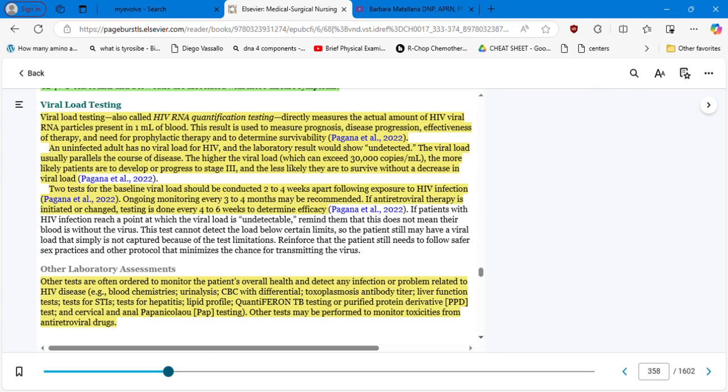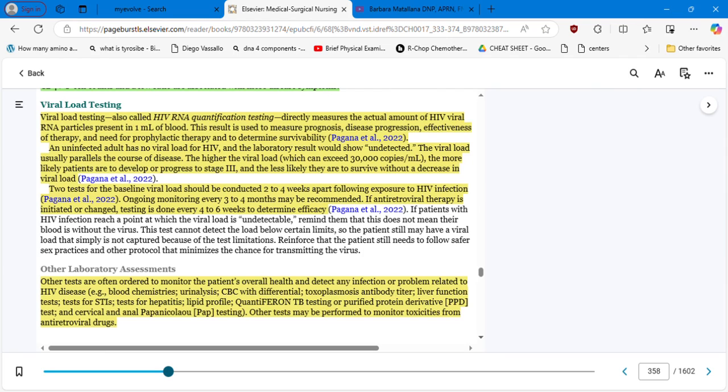So close to stage 3, the viral load is going to be close to 30,000 copies and less than 200 CD4 T cells, okay? And I want you to remember that. And the less likely they are to survive without a decrease in viral load. So that's when medications are going to participate, not to stop the viral load, but to slow the progression of the disease. That's something that you need to have clear in your mind.